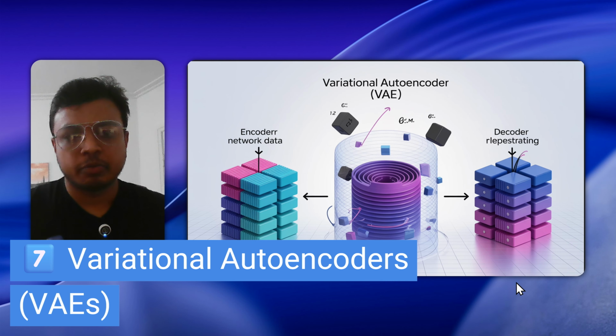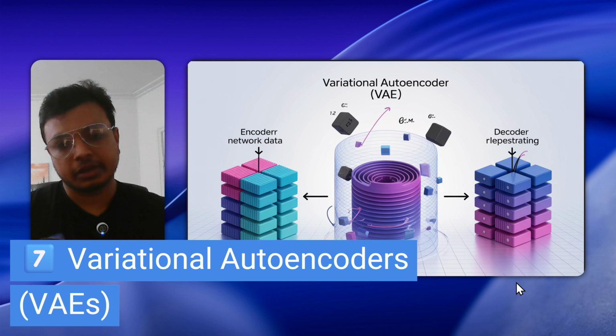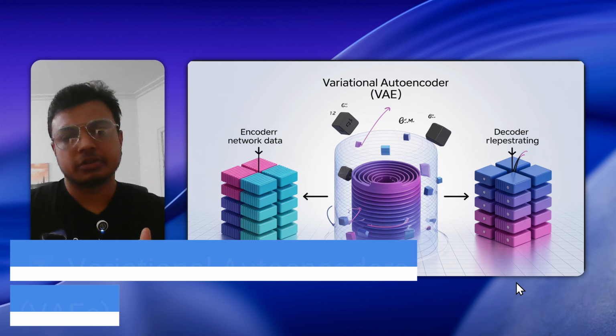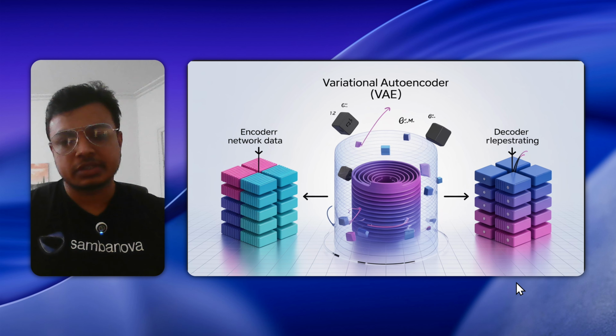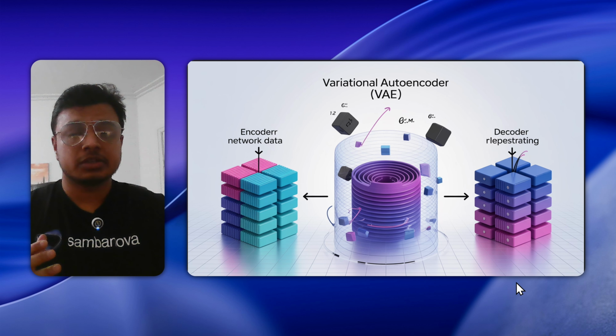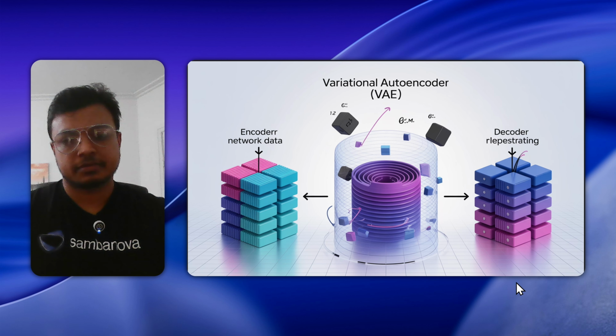Concept 7, we have variational autoencoders, VAEs. A VAE is a generative model that learns a compressed representation of data. An encoder maps input into a latent space, a decoder reconstructs it, and after training, you can sample the latent space to generate new data. So in modern image and video systems, VAEs act as efficient latent compressors.